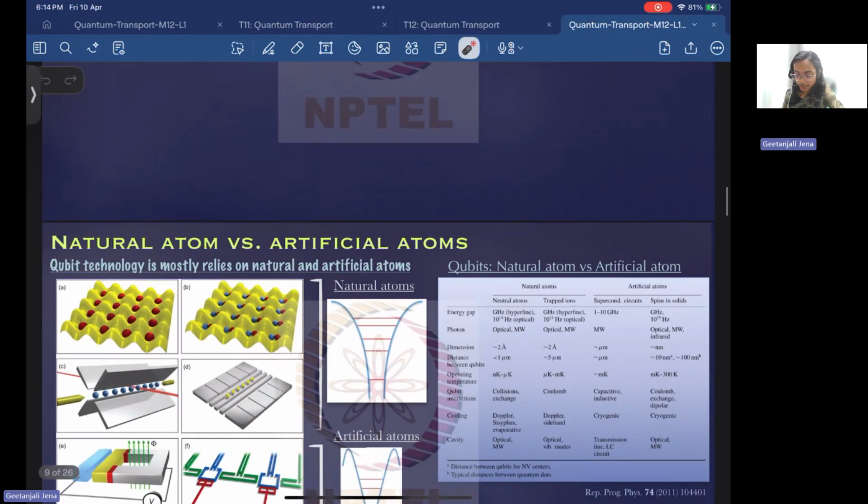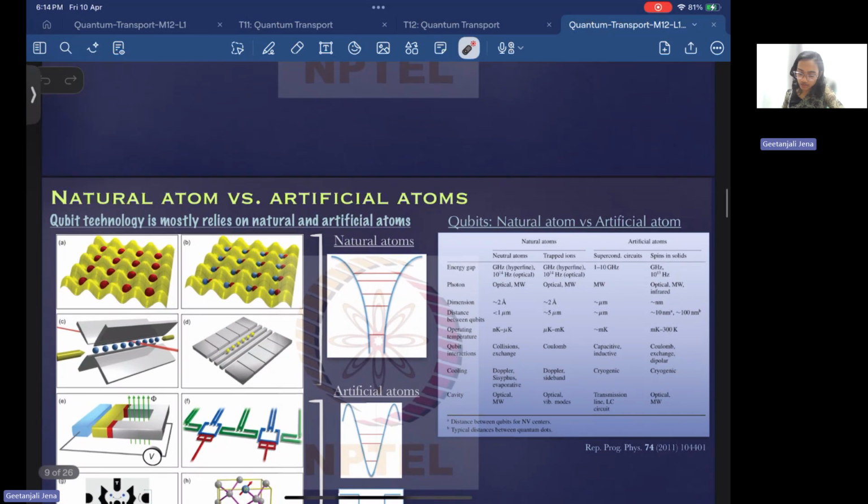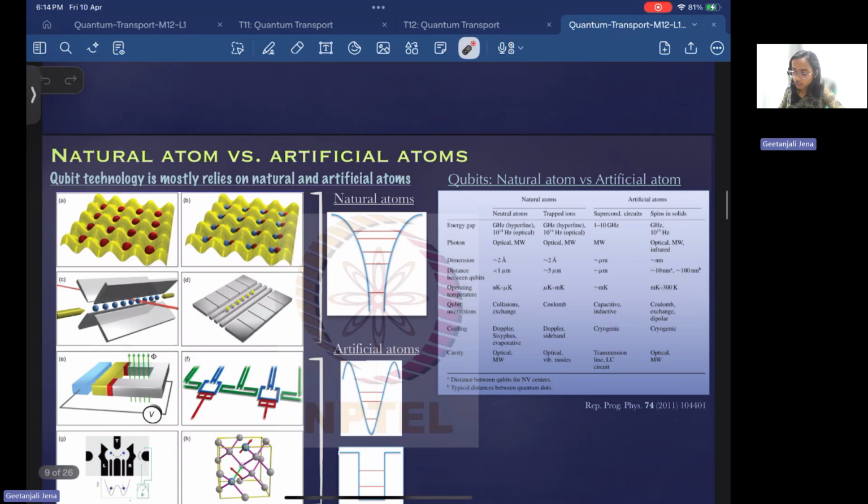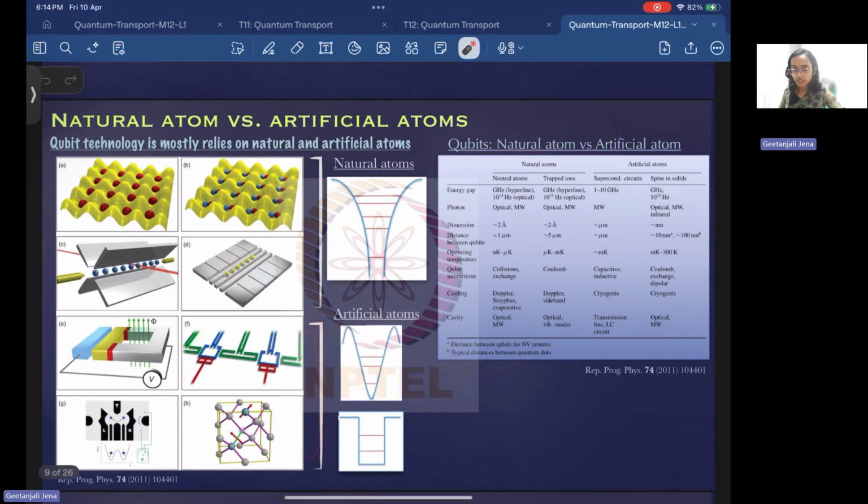So if you look at the current qubit technology, they mostly discuss atoms, or atomic physics, to get a qubit. And there are different types of atoms that you can have for designing the qubit. So the first one is the natural atom, and the next one is the artificial atom. If you look at the first two figures, these two figures are for the natural atom and these are for the artificial atom.